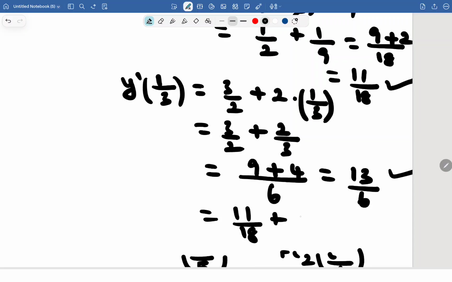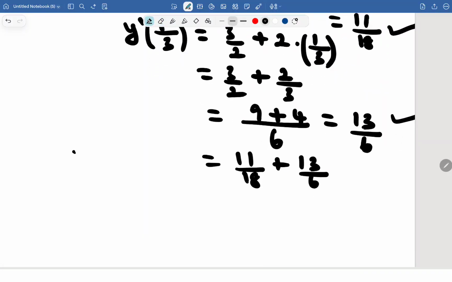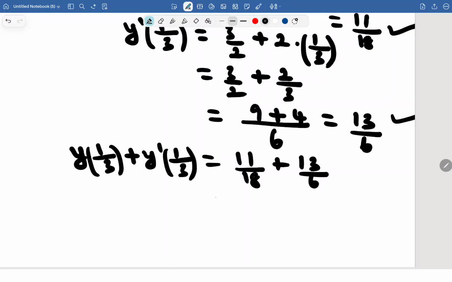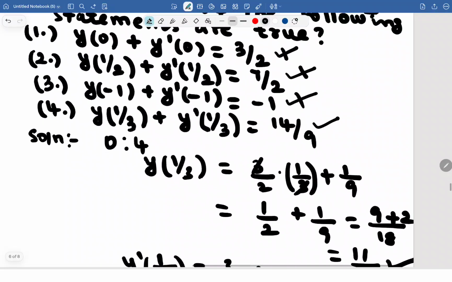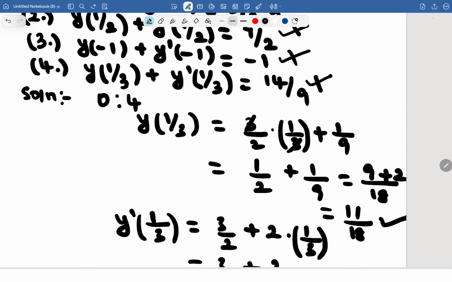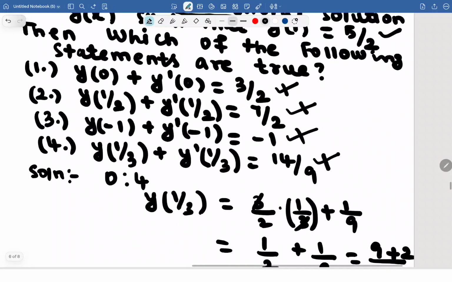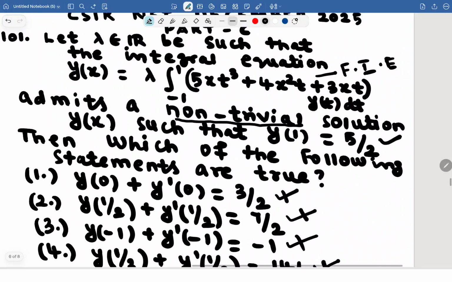11 by 18 plus 13 by 6, since the last option is y of 1 by 3 plus y dash of 1 by 3. 18, 11 plus 39, 50 by 18. But we have to get 14 by 9, but we are getting 25 by 9. Option fourth one is the wrong option. For this problem, option 1, option 2, option 3 are the correct options. The last option, fourth one, is the wrong option for this Fredholm integral equation.